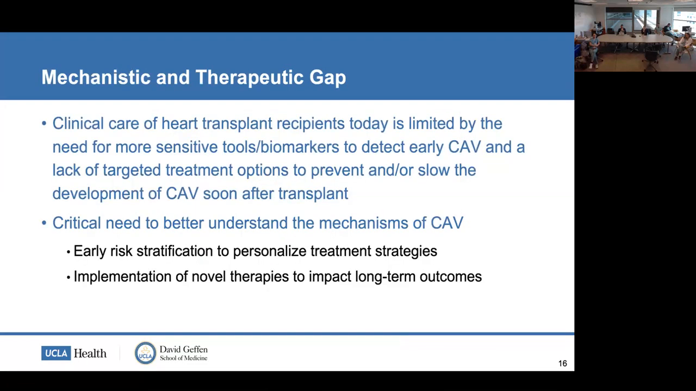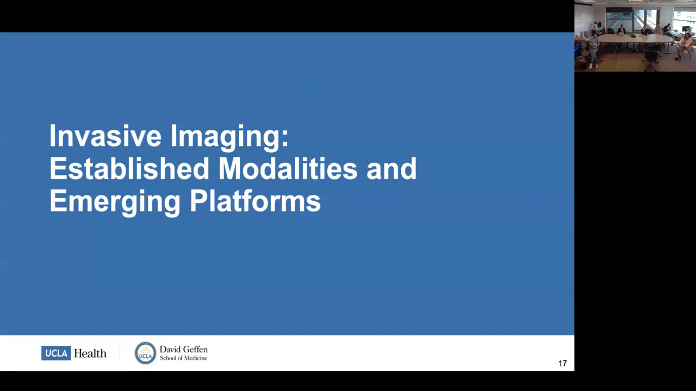And so I think what these data taken together highlight is that the clinical care of heart transplant recipients today is limited by the need for more sensitive tools and biomarkers to detect early CAV, and is also limited by a lack of targeted treatment options to prevent and/or slow the development of CAV soon after transplant. And to me, what this means is that there's a critical need to better understand the mechanisms of CAV, both to have early risk stratification for personalized treatment strategies, and also to implement novel therapies to hopefully impact long-term outcomes.